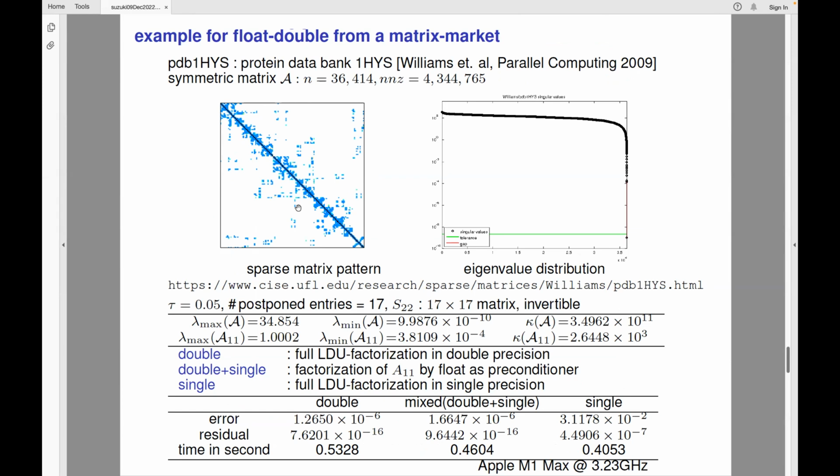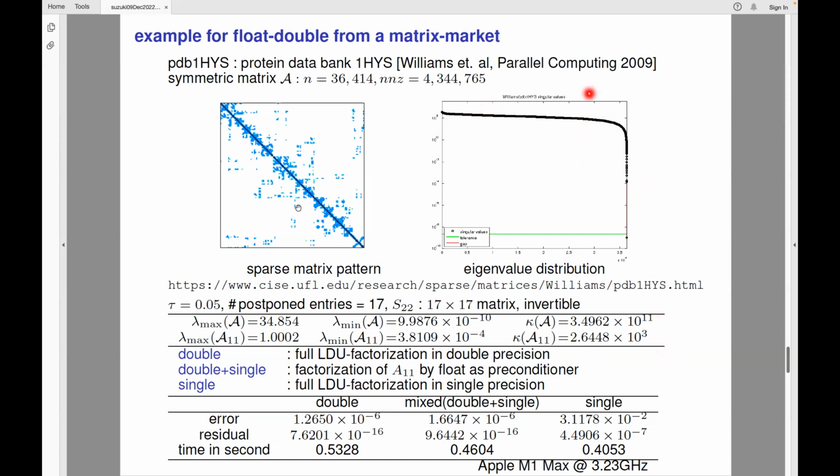So here the condition number is, sorry, lambda 10 to the power 11. And the moderate part of the condition number is 10 to the power 3. This shows the eigenvalue distribution. The matrix is symmetric, so this is SPD, but it actually shows the eigenvalue distribution. Only the small part is very bad. Most of it is very easy to solve. So the moderate part has condition number 10 to the power 3.